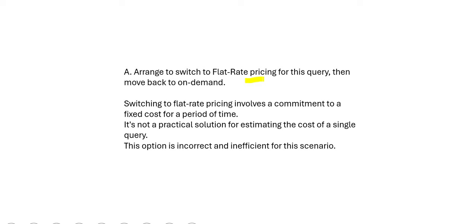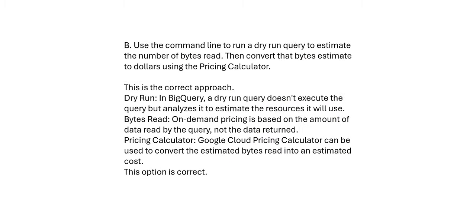So switching to flat rate. See, for flat rate, you have to give a commitment for 1 year, 3 years, like that you have to commit. So you don't have that flexibility to switch it on and off like an electric switch. So that is why this is incorrect, very inefficient, not efficient, inefficient. Now option B is correct.